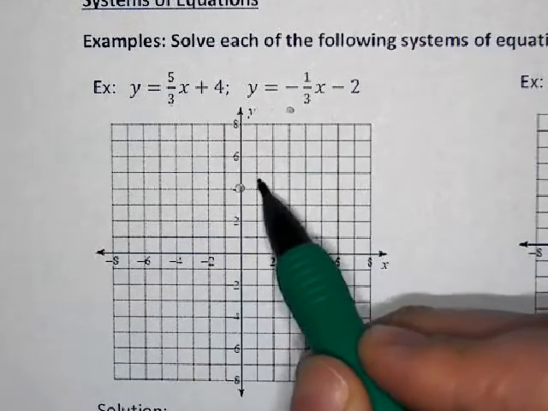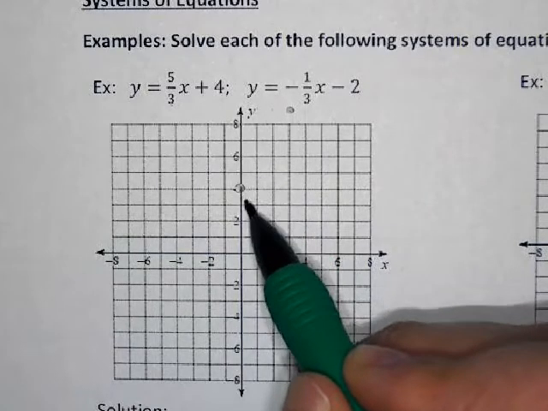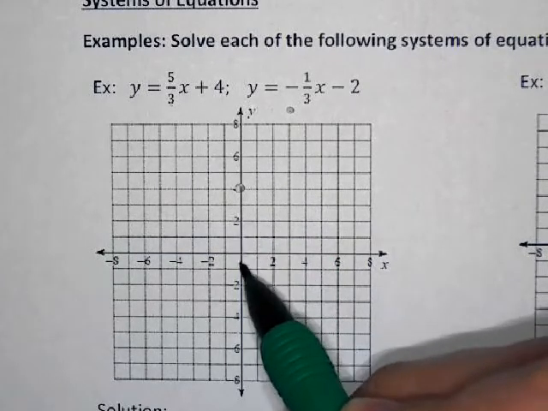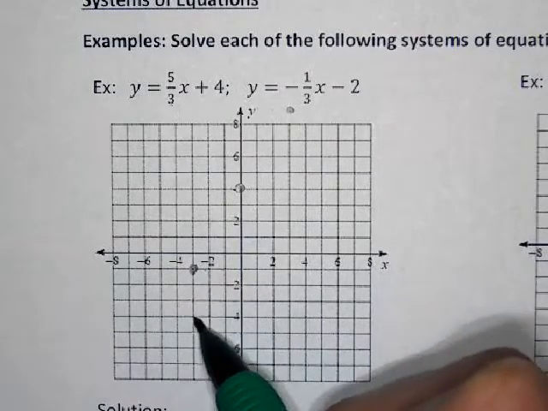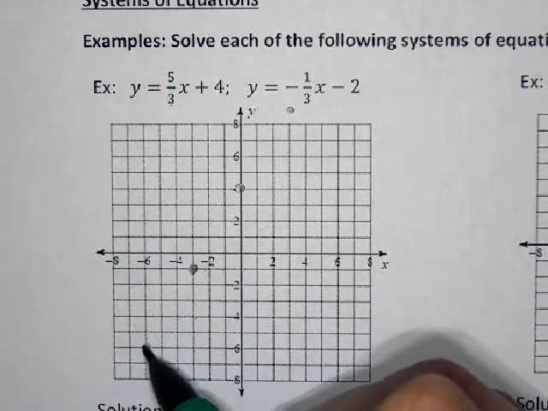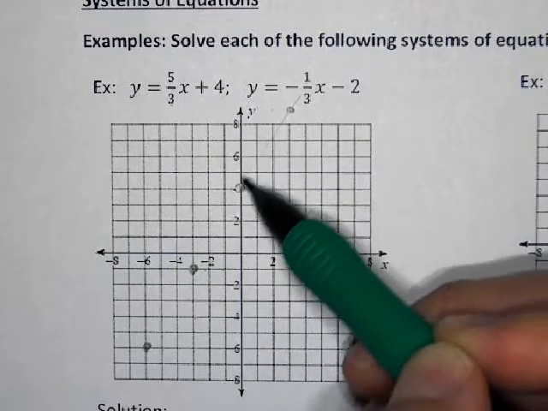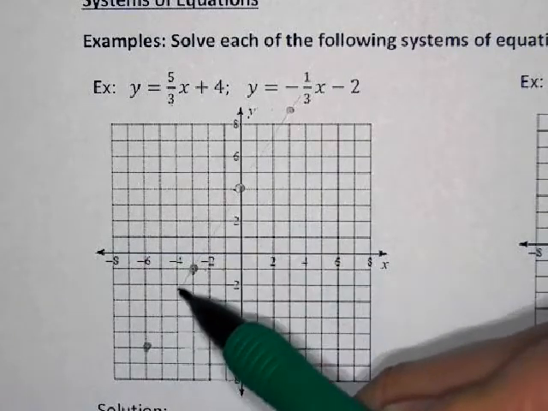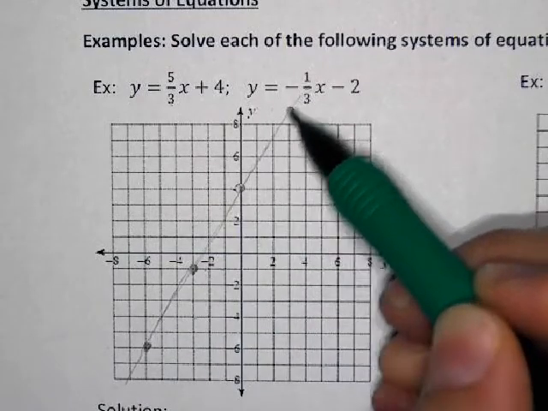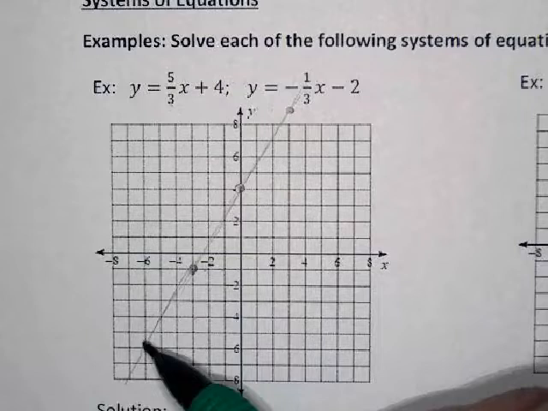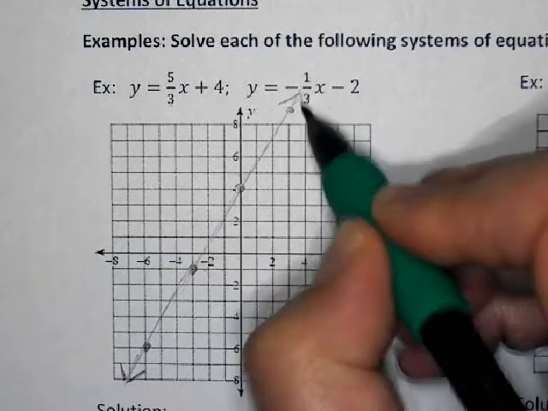Since I don't have any more room to go up, I'm just going to do the opposite pattern, down and to the left. So down 1, 2, 3, 4, 5 to the left, 1, 2, 3. Especially when we're solving by graphing, it's usually best to have a straight edge or a ruler, but I do not have one near me, so I'm just sketching this as best as I can.